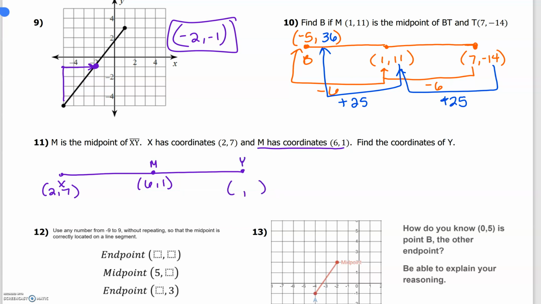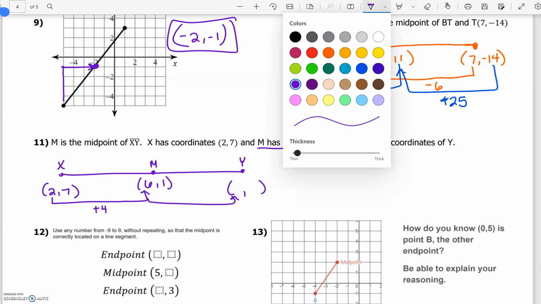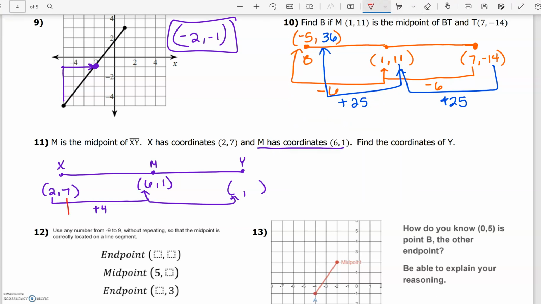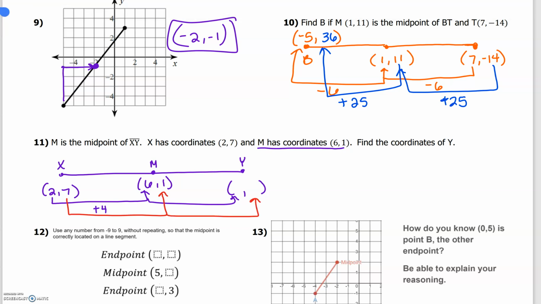Put my coordinates up above. There we go. So I'm going to go from 2 to 6, and that's an addition of 4. So I'm going to add 4 again. So go ahead and figure out what that would be. Then go ahead and figure out from 7 to 1 what happened, and repeat that same step to find your y.